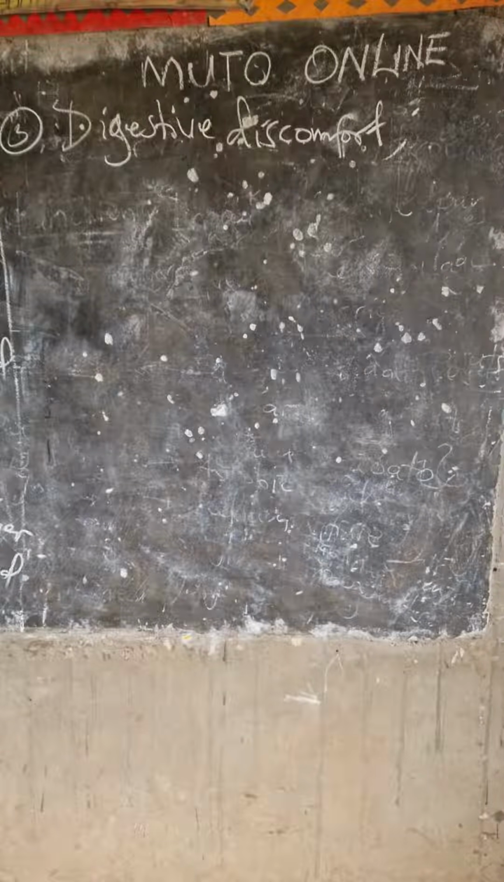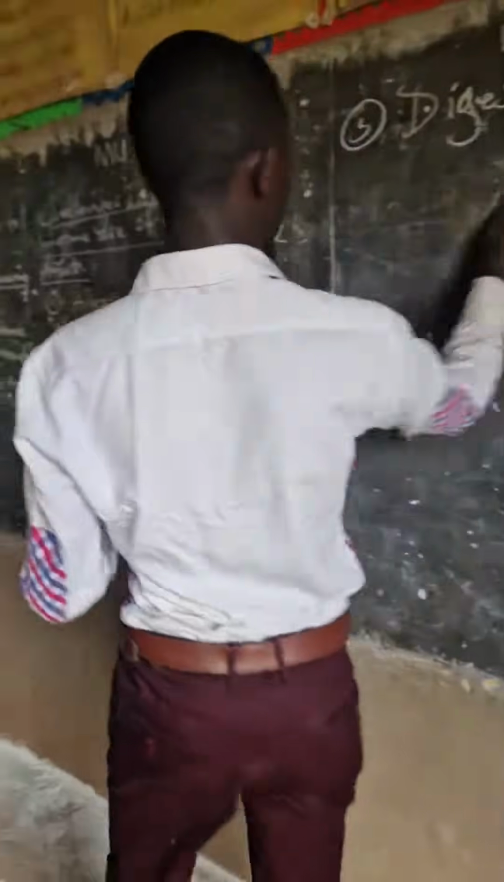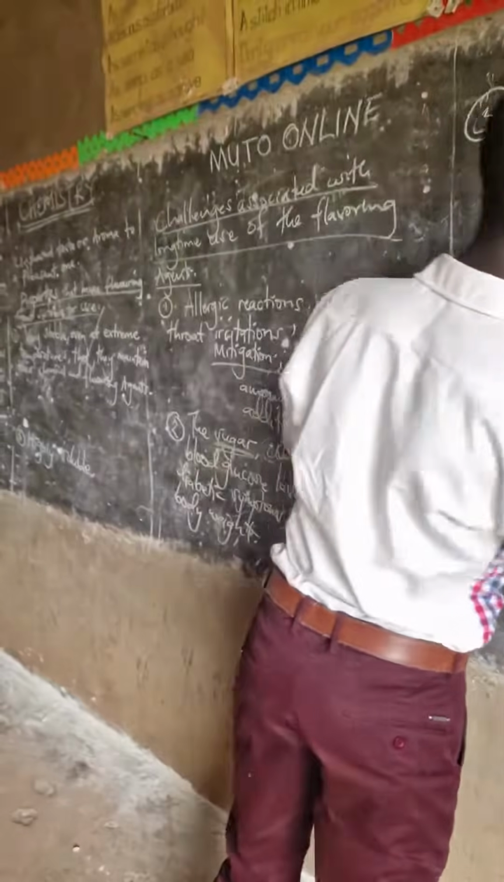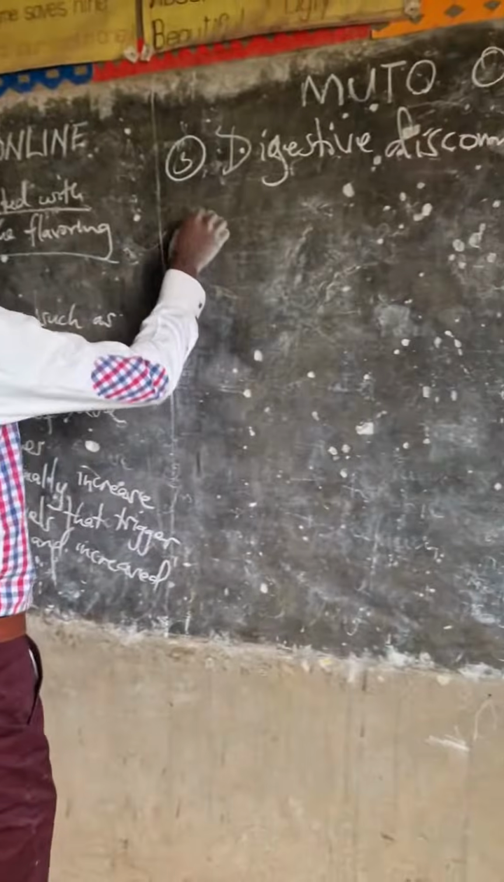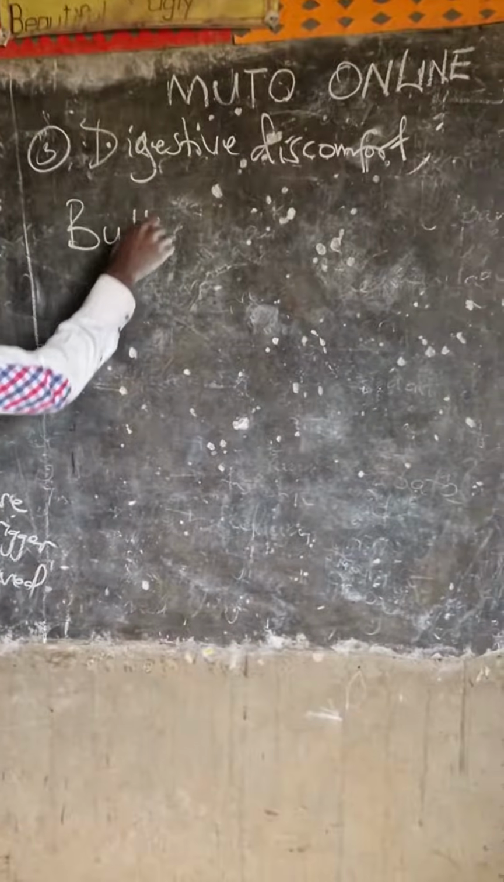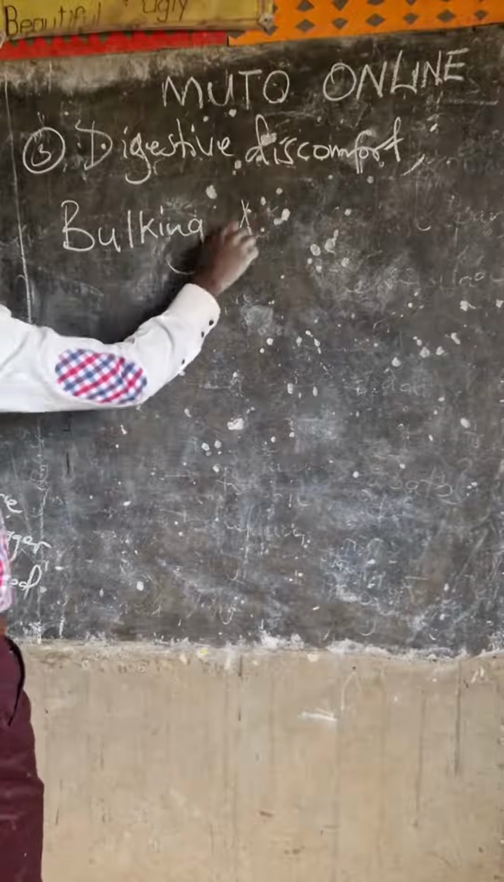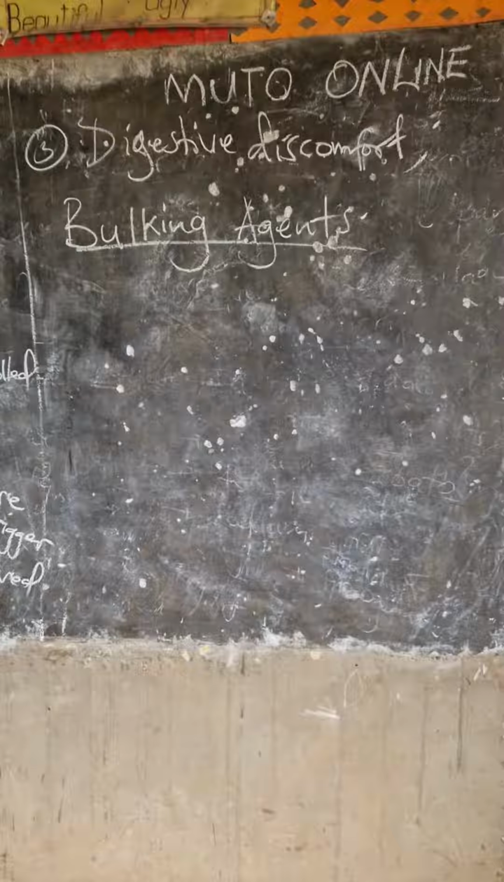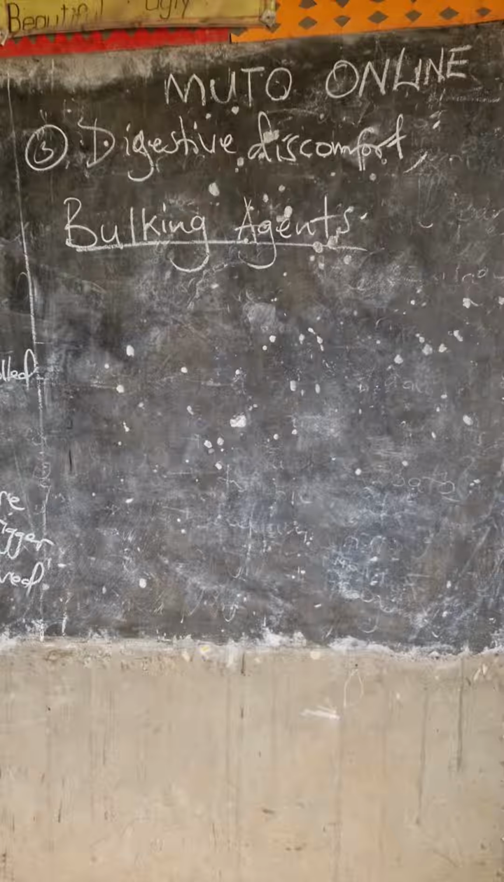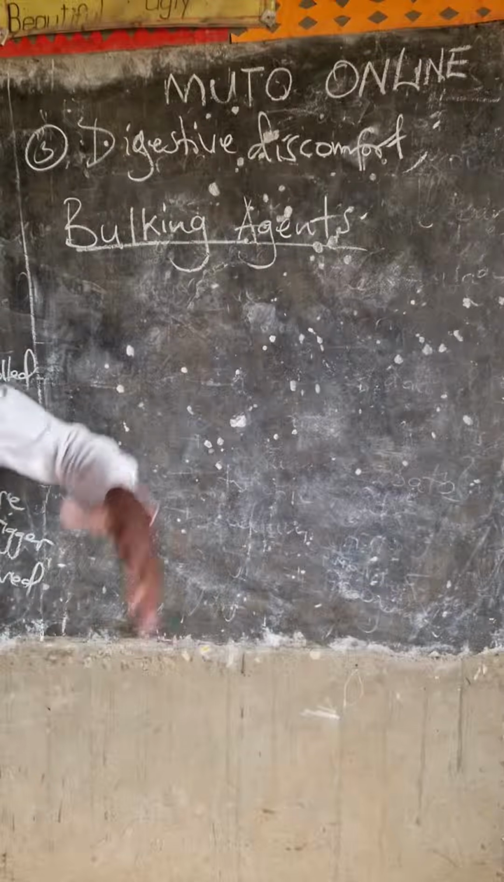other food additives. We can look at the bulking agents. As you hear the word bulking, the word bulking comes from something that is bulky, something that is big.